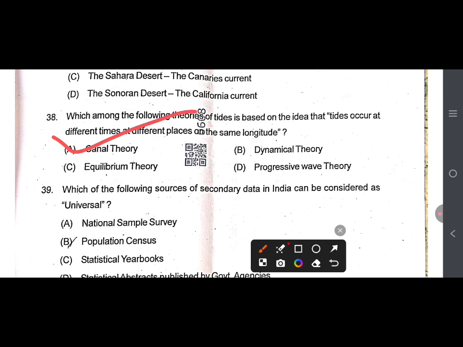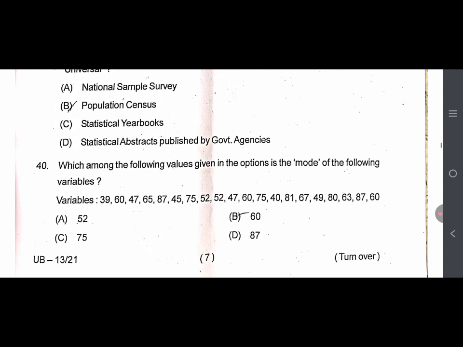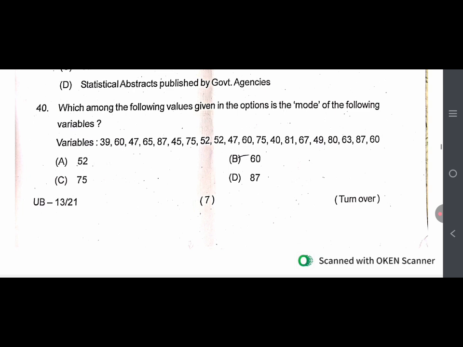39. Which of the following sources of secondary data in India can be considered as universal? ठीक आंसर टी हबो ऑप्शन सी Statistical yearbooks. 40. Which among the following values given in the option is the mode of the following variables? ठीक आंसर टी हबो 75 ऑप्शन सी.